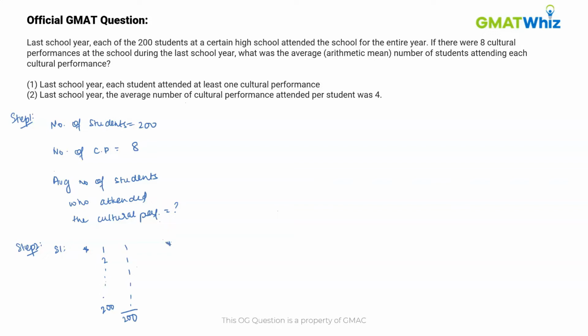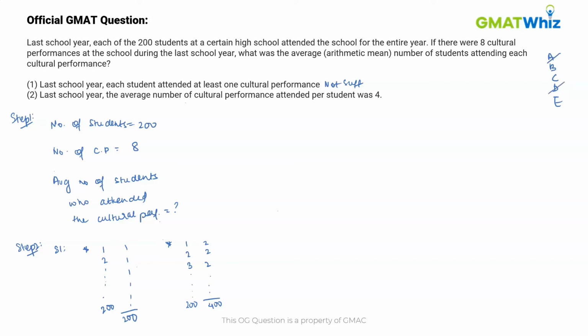The other case possible is that these students attend two cultural performances each. That will give us a total of 400. And there is also a possibility that one student attends more than 3. So, since we cannot ascertain the total number of students who attended each cultural performance from statement 1, we conclude that statement 1 is not sufficient, and out of the given options, we eliminate A and D.